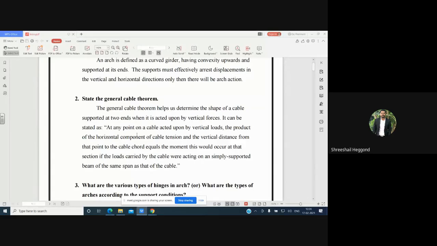The cable structure you might have seen is in bridges. One good example for cables is bridges. Many bridges have cables, like the Bandra-Worli sea link. That is also a cable structure where the cables are added, like the cable-stayed bridges.